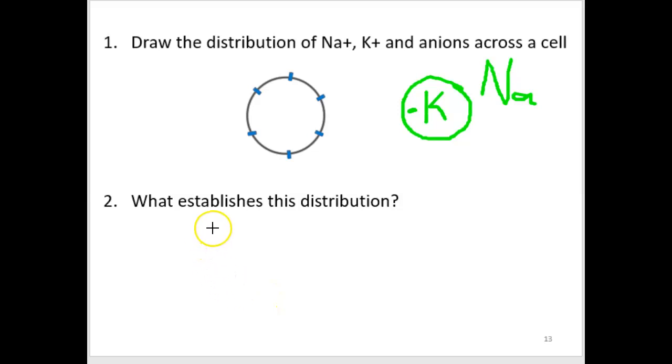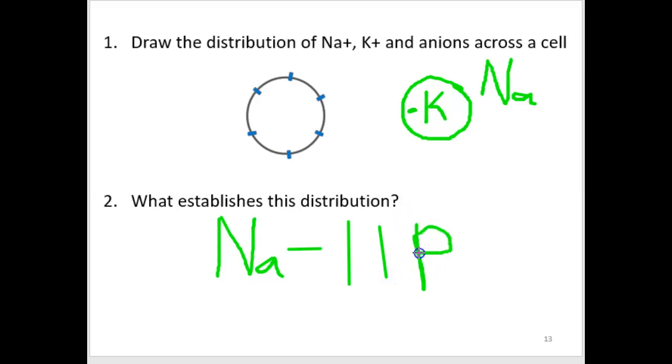And what establishes this is the sodium-potassium pump.